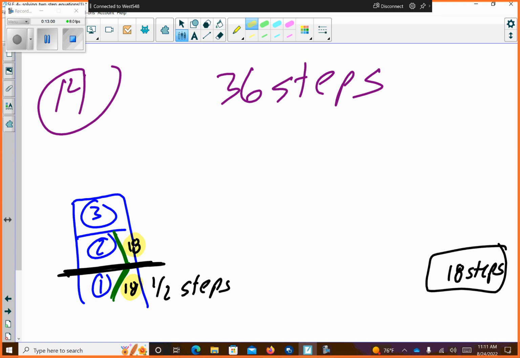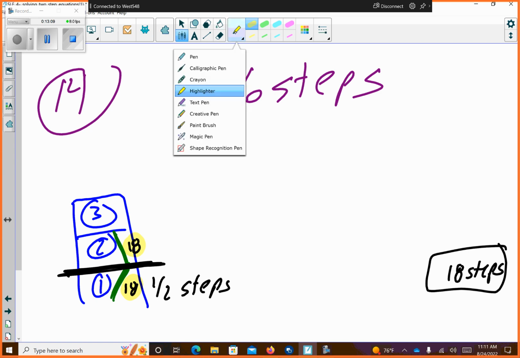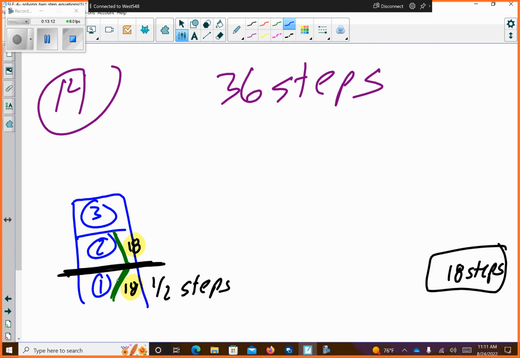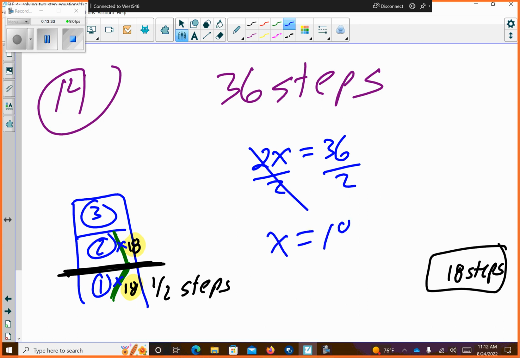So if we didn't know something, what should we call that in math? If you don't know, what? X, yeah. So I didn't know the 18 and 18 originally. So this green would have been X, this green would have been X, and X plus X would be 2X. So X plus X is 2X, and there's 36 steps. And then if I solve this, I see that there would have been 18 steps.